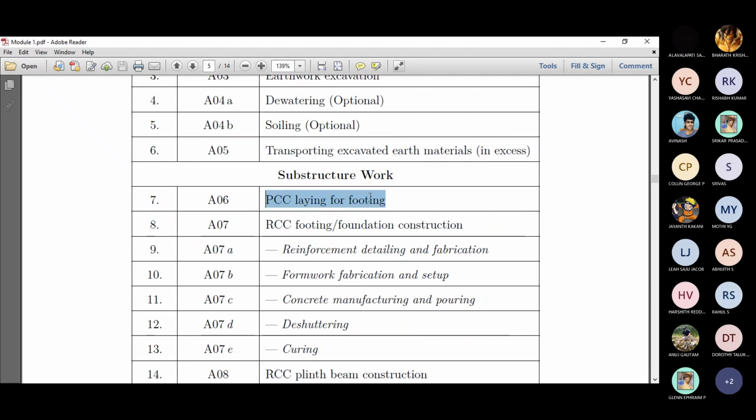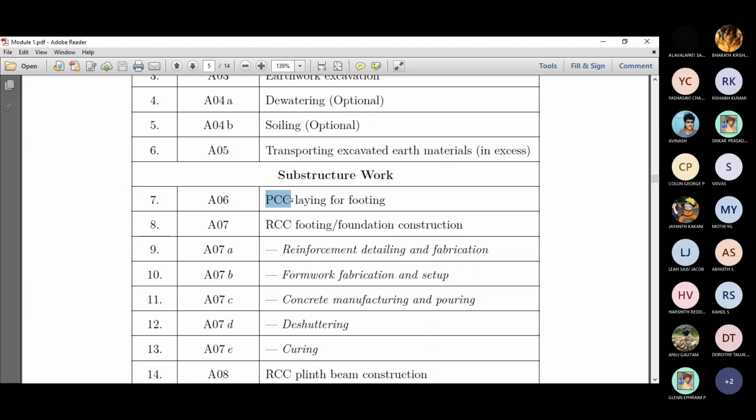Then it is PCC laying for footing. PCC stands for plain cement concrete. So we'll be creating a bed for our concrete, the reinforced concrete foundation, right? Even though we perform soiling, making the hard surface, making the bottom of the earth pit very hard, in addition to that we'll generally pour PCC, which is plain cement concrete, for further rigidity for the reinforcement, right?